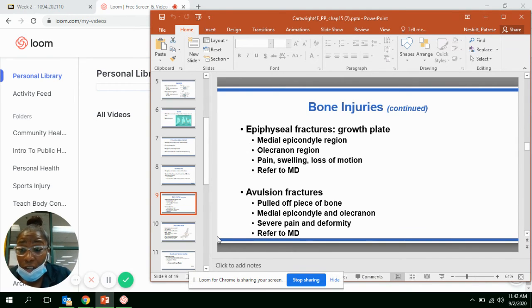So we've mentioned in the other chapters what an avulsion fracture is, that the bone is just pulled off. An avulsion fracture mostly happens in the medial epicondyle. Which side did we talk about was medial? Pinky side. So definitely there's going to be a deformity and it's going to be painful. Make sure you get them to the physician as quickly as possible.